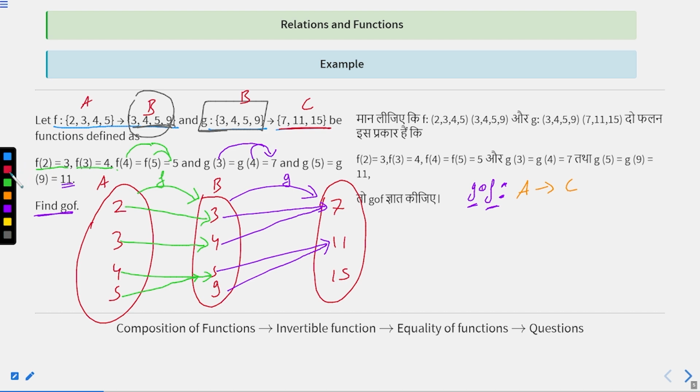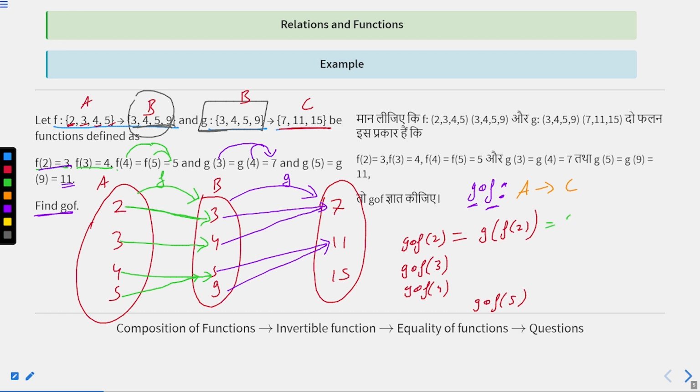So now take g of f of 2. What will be g of f of 2? We need g of f of 2, g of f of 3, g of f of 4 and g of f of 5, the elements of the set A: 2, 3, 4, 5. So g of f of 2: f of 2 is 3, as you can see from this arrow diagram, 2 is related to 3 under f.